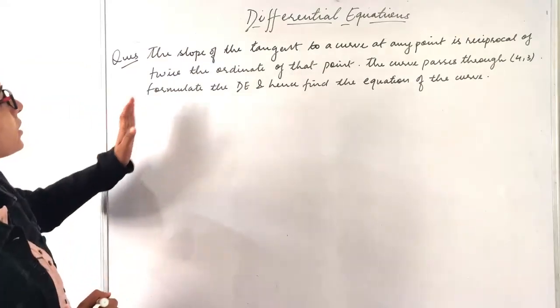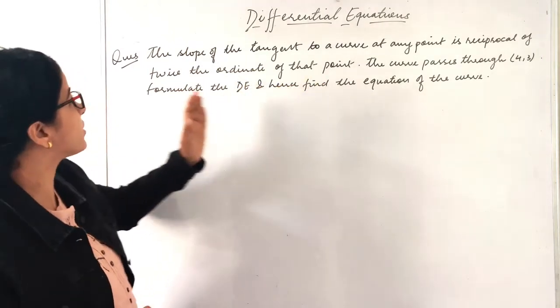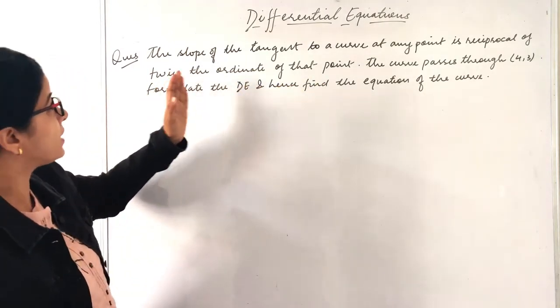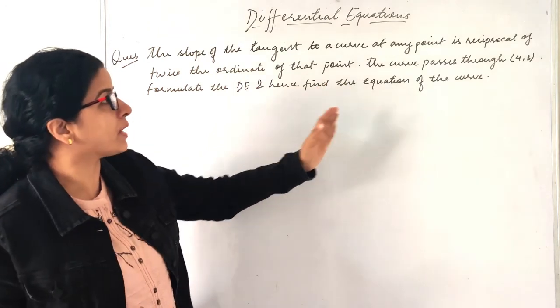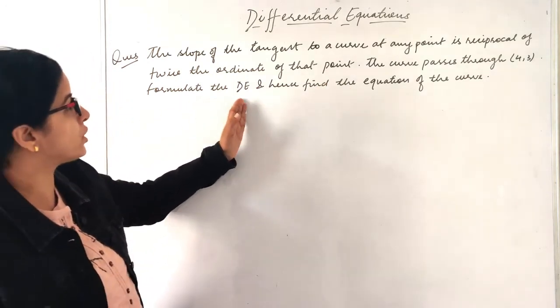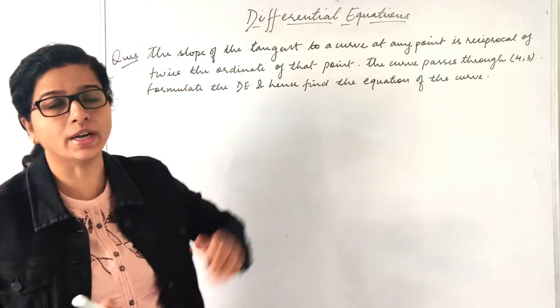So now it is given the slope of the tangent to a curve at any point is reciprocal of twice the ordinate of that point. The curve passes through (4, 3). Formulate the differential equation and hence find the equation of the curve, right?